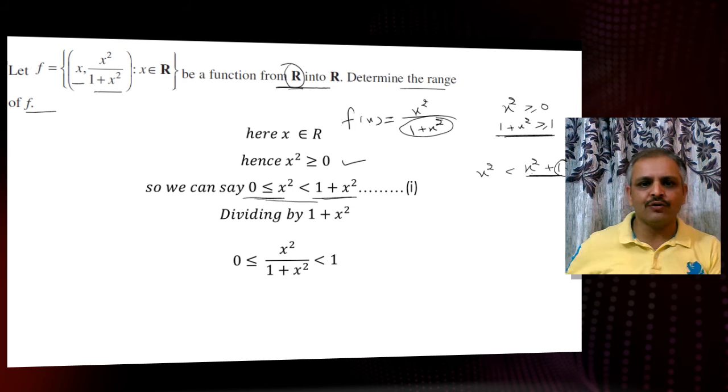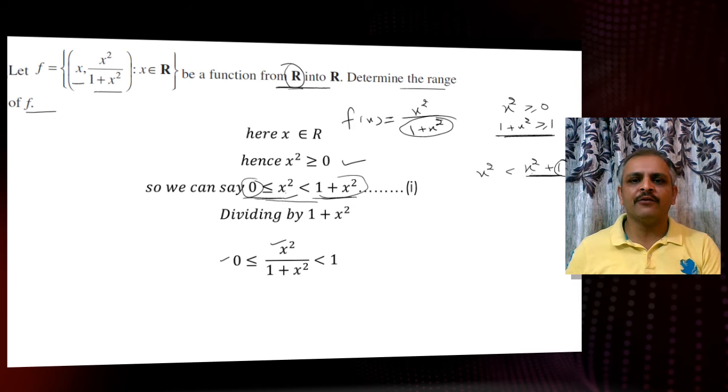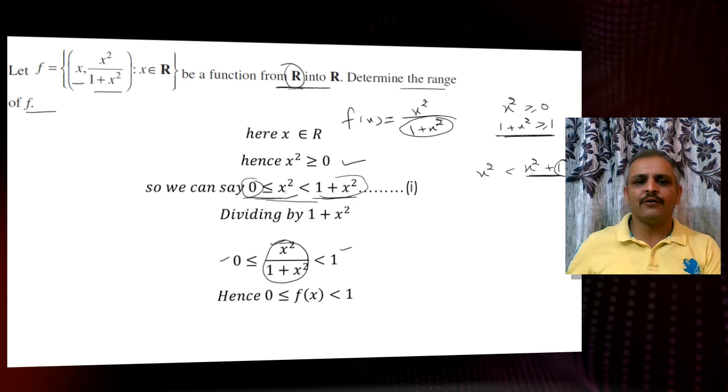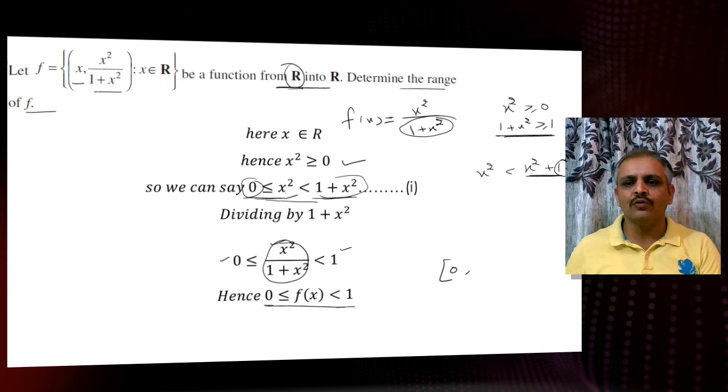It will give me 0 divided by 1 plus x square, which is 0. X square divided by 1 plus x square is my function, and 1 plus x square divided by 1 plus x square becomes 1. So I can say that my function lies from 0 to 1. So this is my range. The range is from 0 to 1.